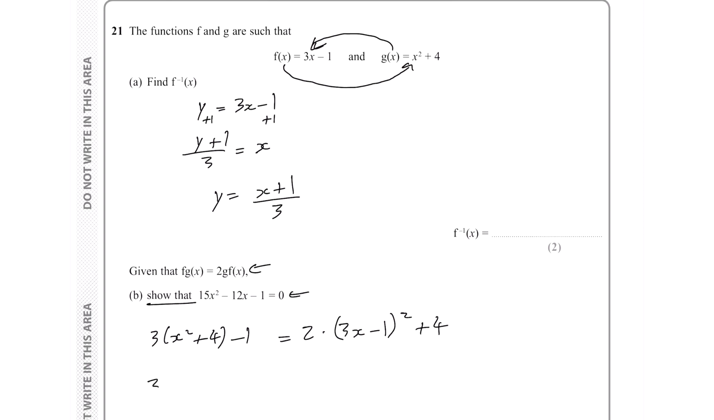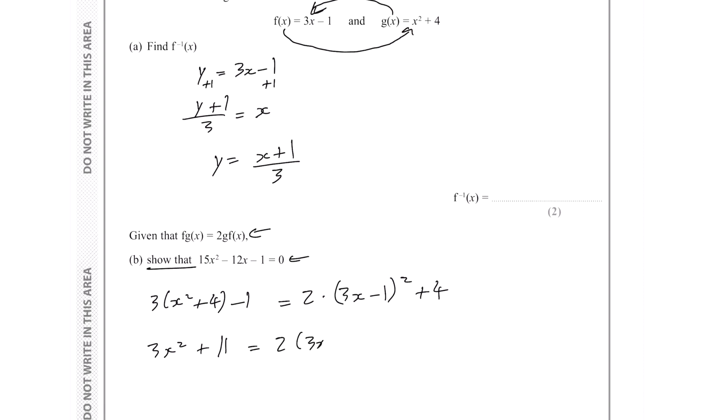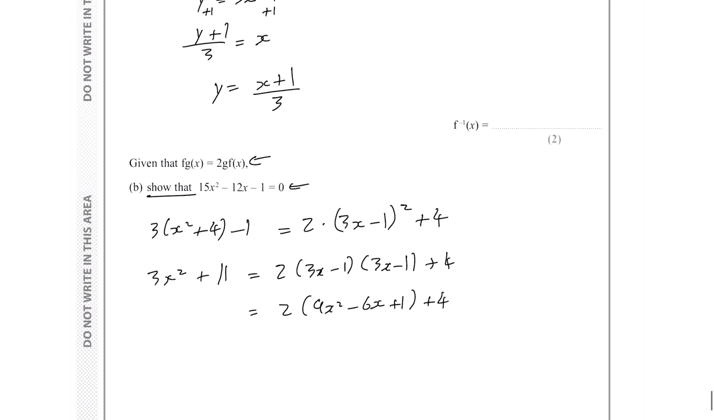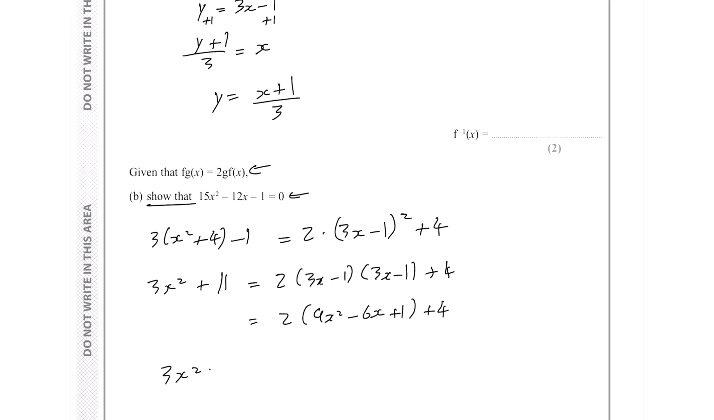And then we're going to expand the brackets out, so that's 3x squared plus 12 minus 1. And I'm just going to rub that off, that can just become 11. And then we're left with 2 times 3x minus 1, 3x minus 1 plus 4, which is then 2 times 9x squared minus 6x plus 1 plus 4. And then that becomes 3x squared plus 11 is equal to 18x squared. So that's 2 times 9x squared minus 12x plus 6. When you combine the 2 and the 4, that'll give you the 6.